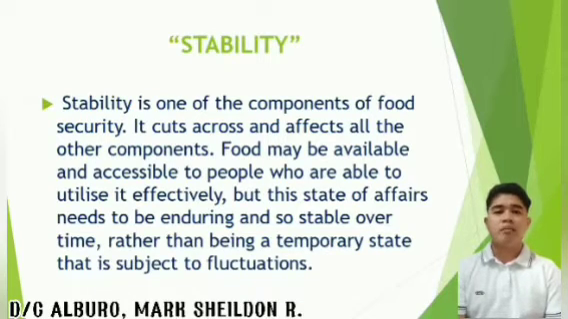So, food may be available and accessible to people who are able to utilize it effectively, but to avoid increases in malnutrition and in order for people not to feel insecure, these states of affairs need to be enduring rather than temporary or subject to fluctuations. So, stability describes the temporal dimension of food and nutrition security, respectively the time frame over which food and nutrition security is being considered.